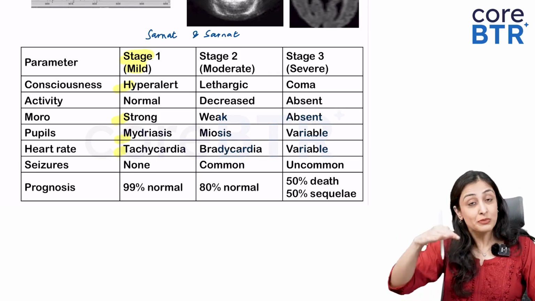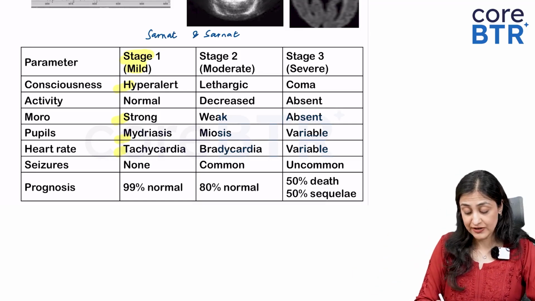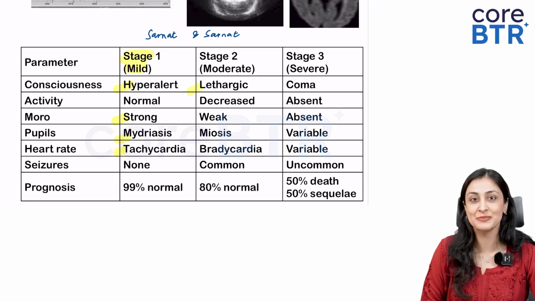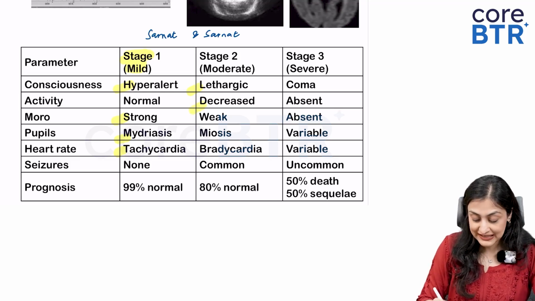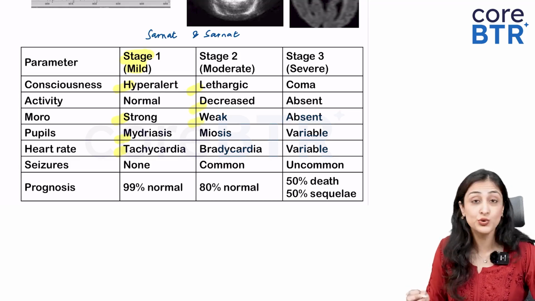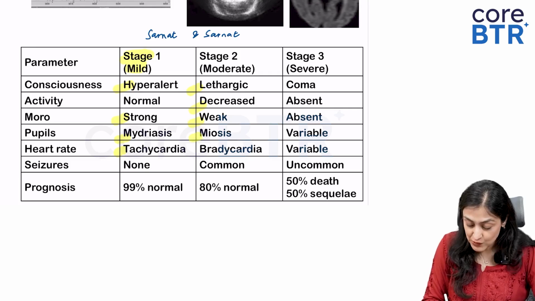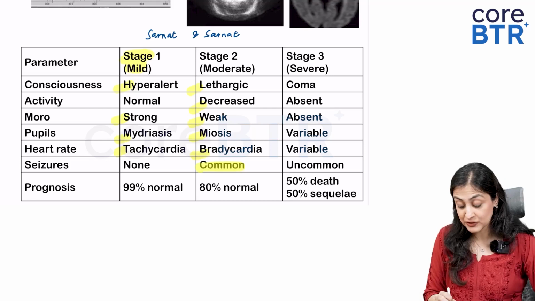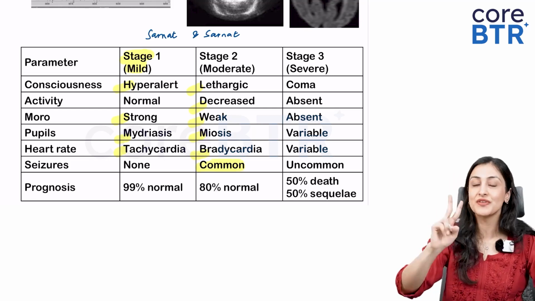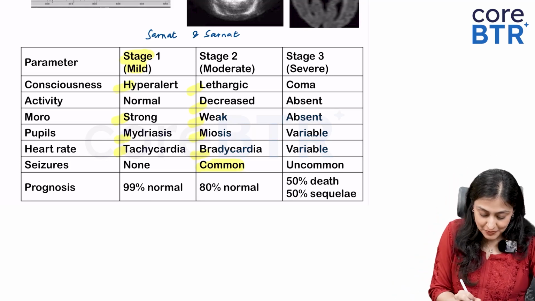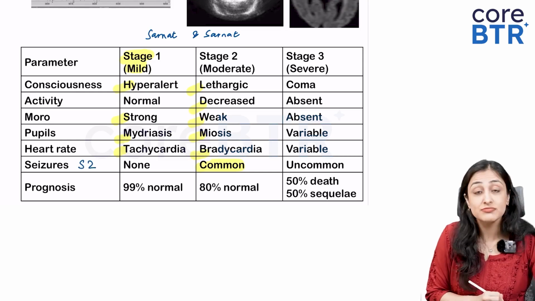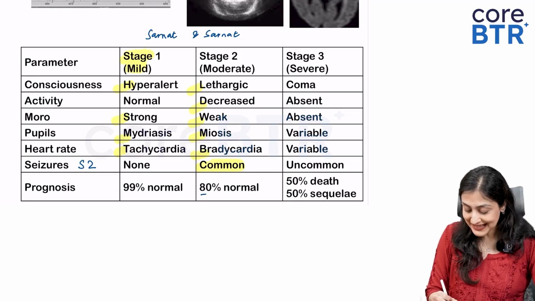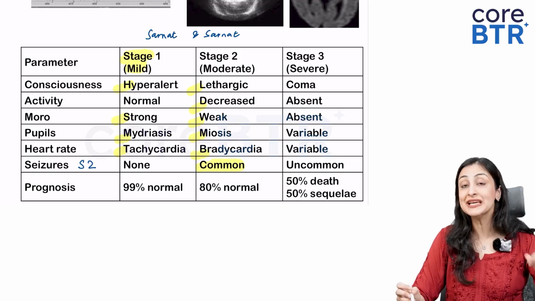Stage 2 is where midway through the class, you become very lethargic, no doubts anymore. You're just saying, ma'am, please finish fast, how long will the class be? So that's lethargy, activity has reduced. If I throw you, Moro will be weak. Then miosis, eyes have become small. Heart rate has become slow. Some people can throw seizure also. So stage 2 is seizure. S kind of looks like a 2. Out of 1, 2 and 3, S looks closest to a 2. That's how you can remember. And 80% of these babies turn out to be normal.